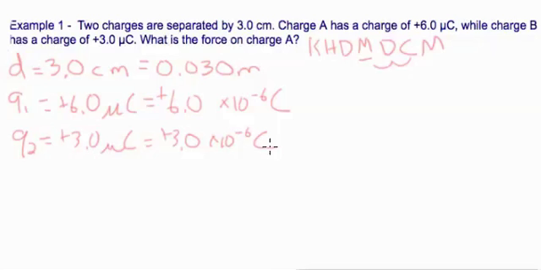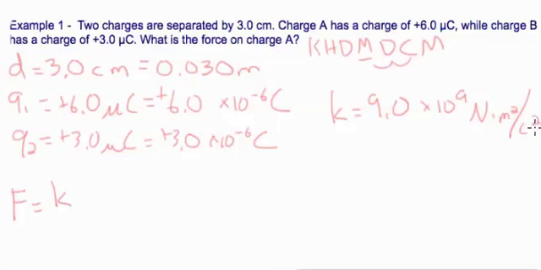Our equation for this kind of calculation is force equals K, which is a constant that you're given in your notes, as 9.0 times 10 to the 9th, so this is a very large number, newtons times meters squared divided by coulombs squared. And those are just the units that are required for this to mathematically work out. So we have K times Q1 times Q2 divided by D squared.